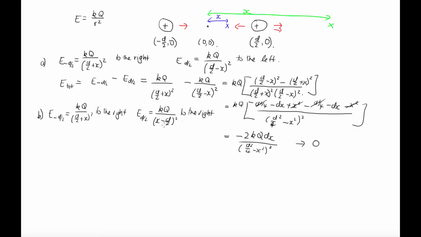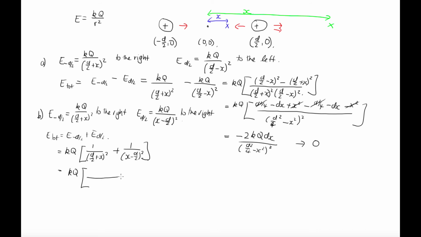So because these are in the same direction, we just sum them. So E total will equal E minus d on 2 plus E d on 2. And so this will equal kq, which is a common factor between these two. And then we've got 1 on d on 2 plus x squared. And then we've got plus 1 on x minus d on 2 squared. And so we'll want to simplify this again. So we've got kq.